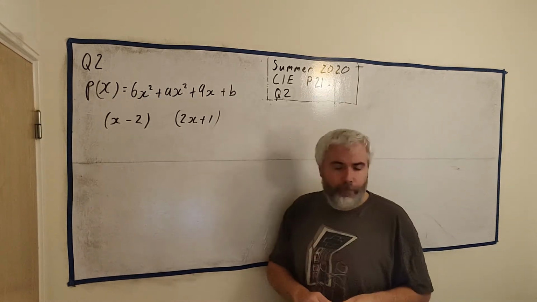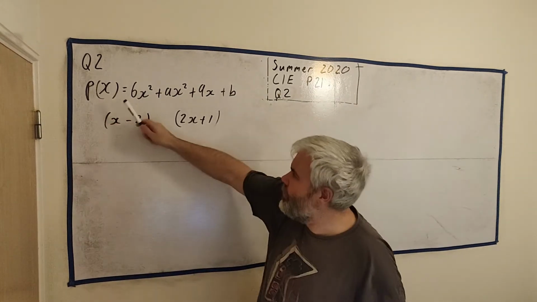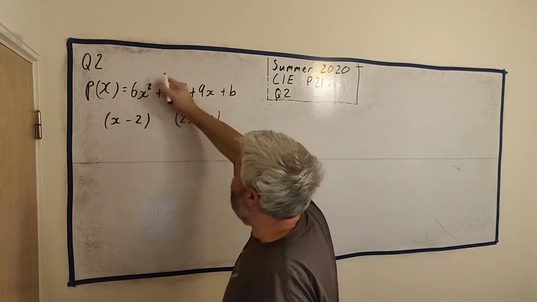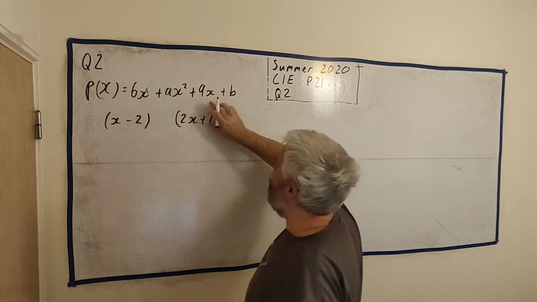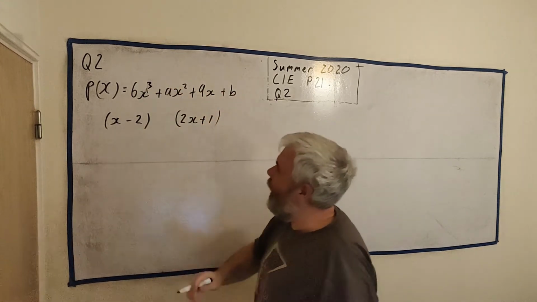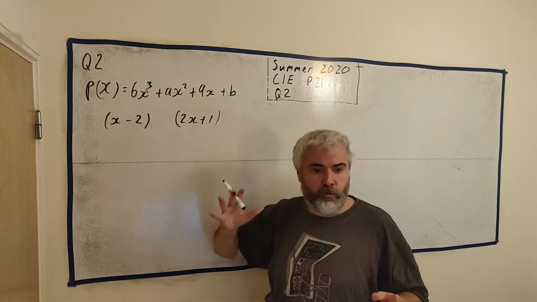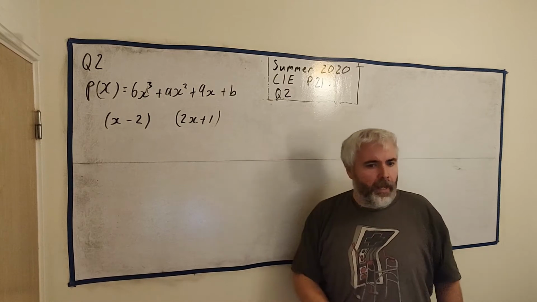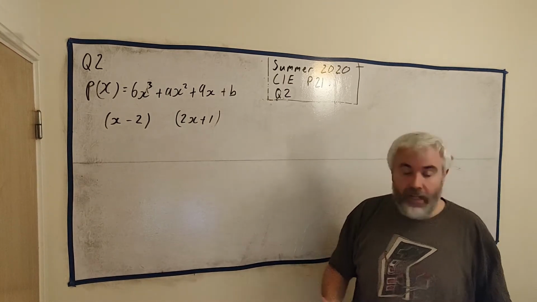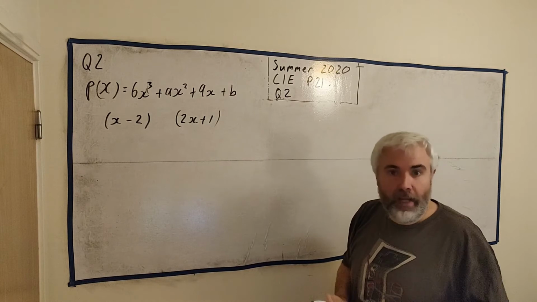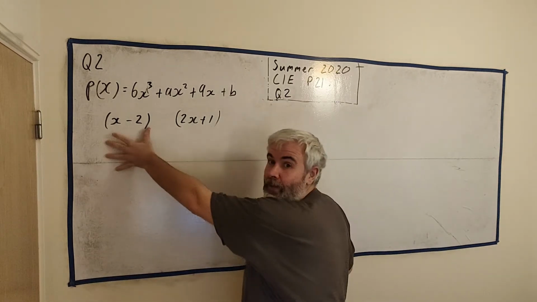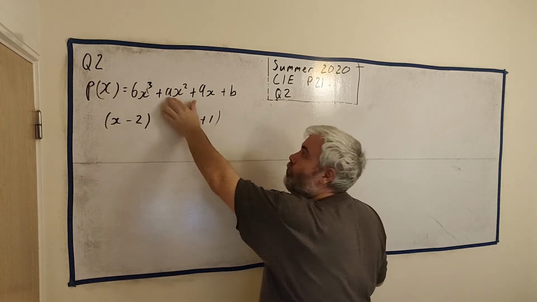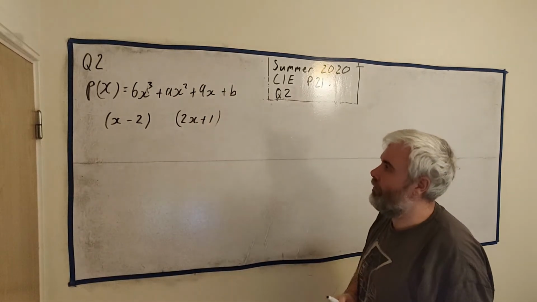In this question, they give us a polynomial called p(x), which is equal to 6x cubed plus ax squared plus 9x plus b. They tell us that we know two factors of it, x minus 2 and 2x plus 1, and they'd like us to find the values of a and b. I know we can do that because this gives us one piece of information, this gives us a second piece of information, and there are two unknowns. So that's why we're able to solve this.